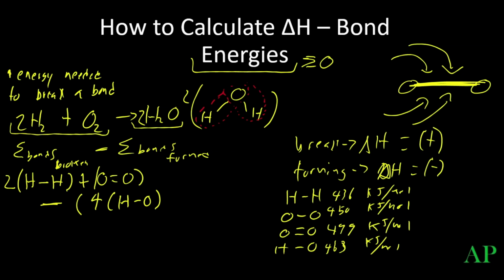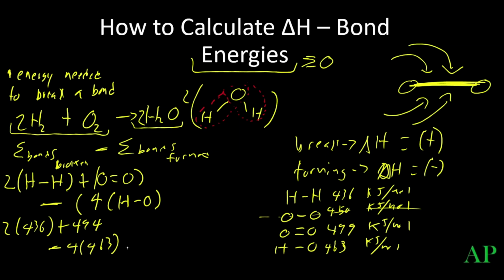Now, if we're to go back to the table, we see this OO was actually extra information. We don't need that section. We only need these three. 2 times 436 plus O double bonded is 499 minus 4 times HO.